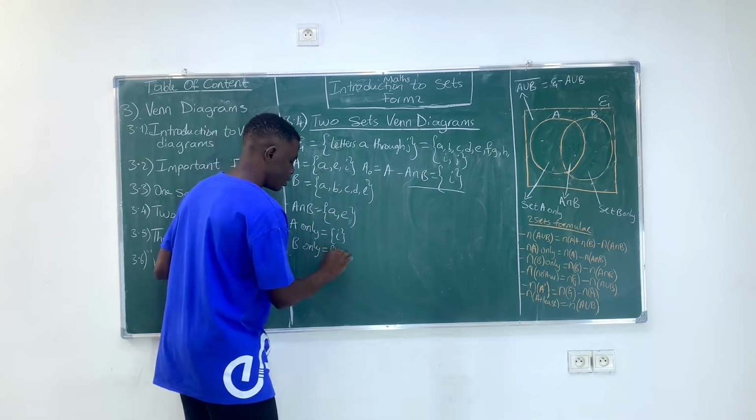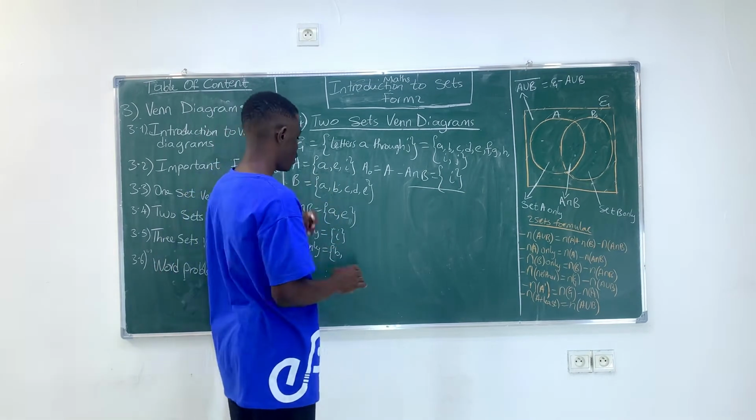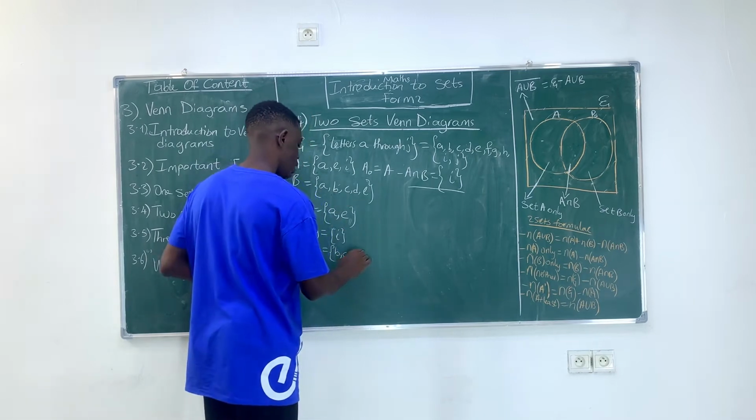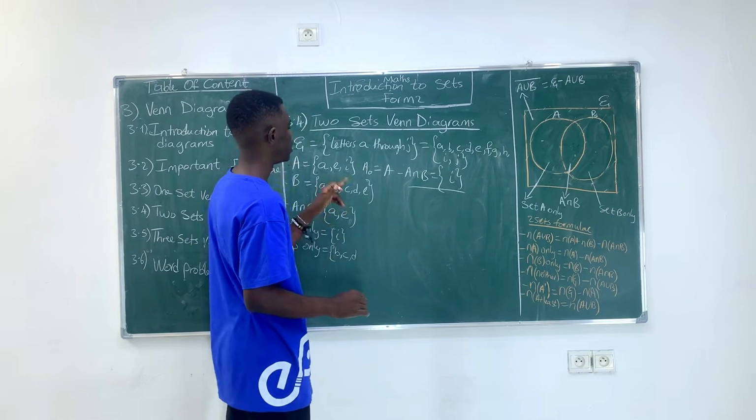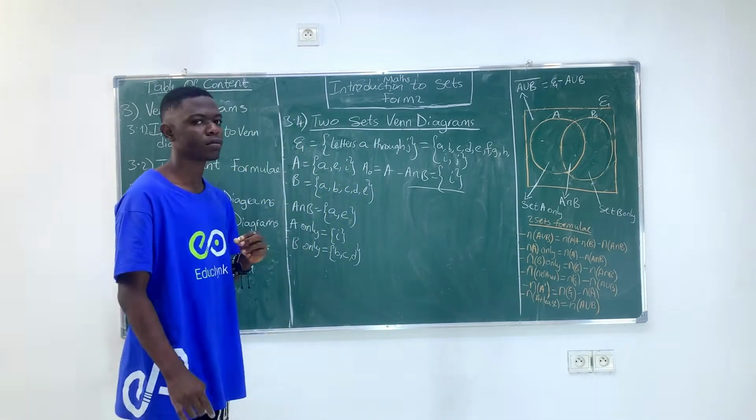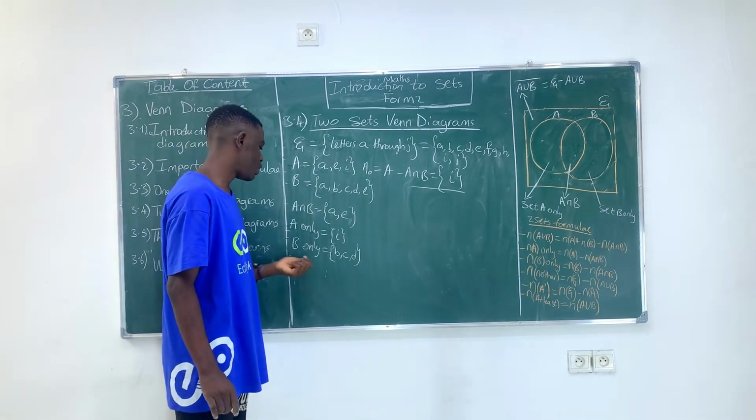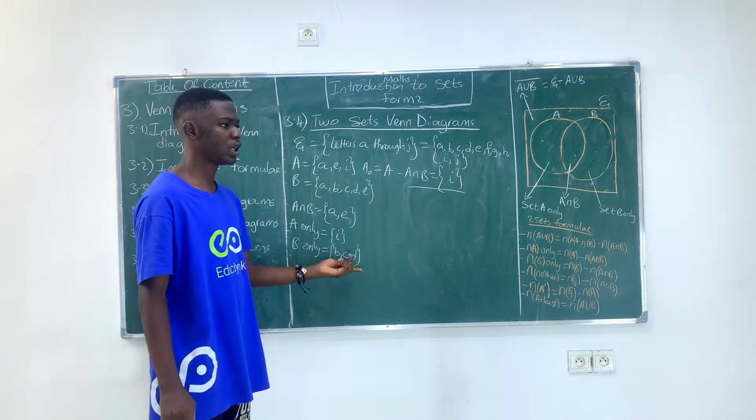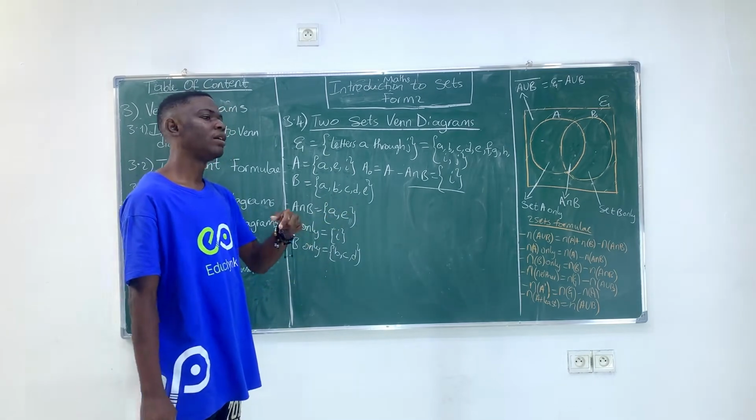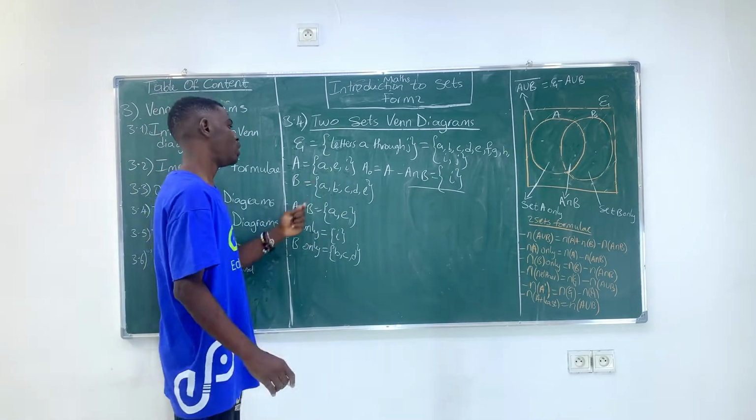I can find my B. C is not found in A. I can find my C. D is not found in A. I can find my D. E is found in A. I don't write it. So I can see that my values of B only are B, C, and D. Because B, C, and D are found in B, but not in A.